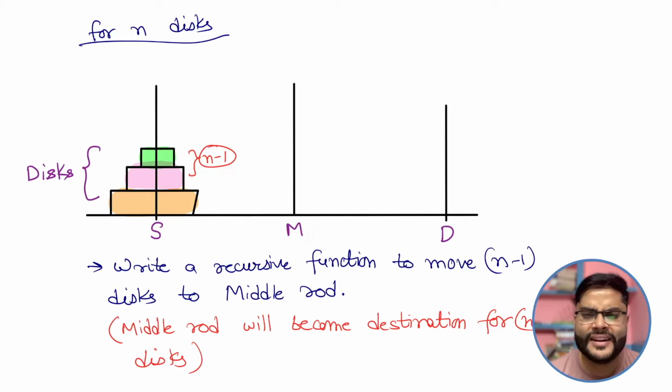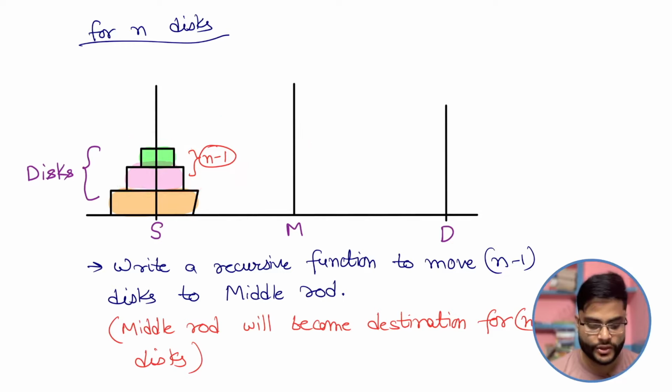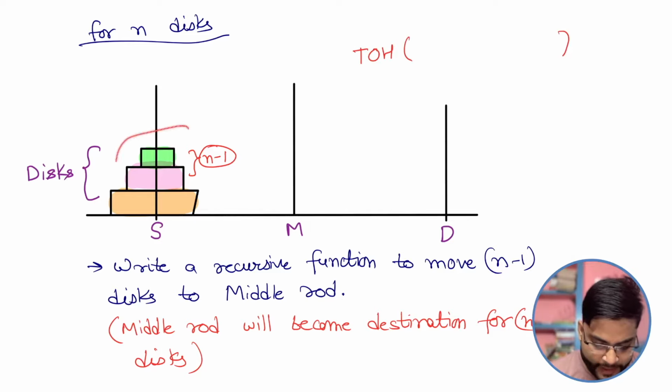I told you that I will write a recursive function to move these n-1 disks to middle. So let's discuss what the parameters inside my recursive function will be. Let's name it TOH, right? Now I want to move my n-1 disks, so I will pass the argument n-1. I want to call the function for n-1 disks.